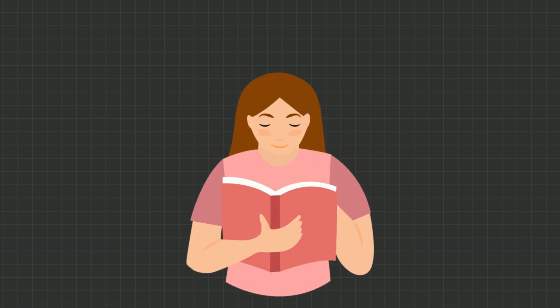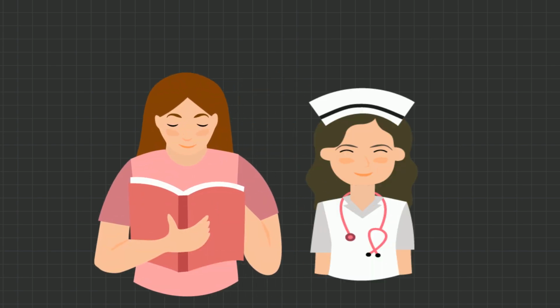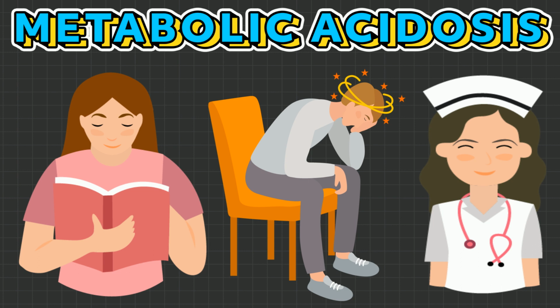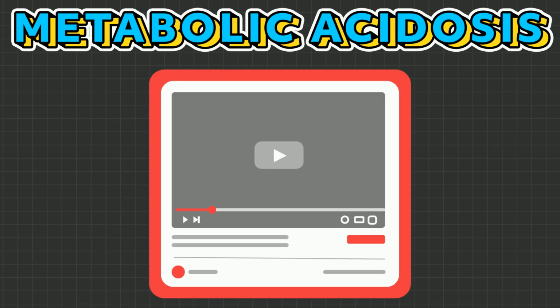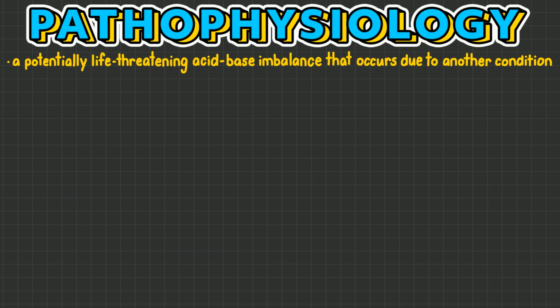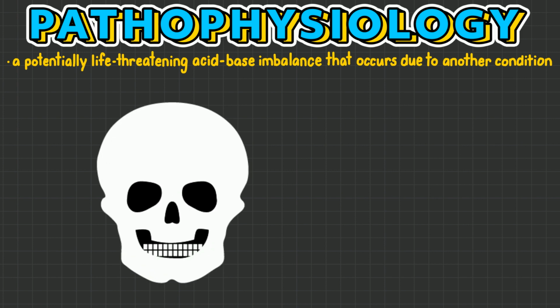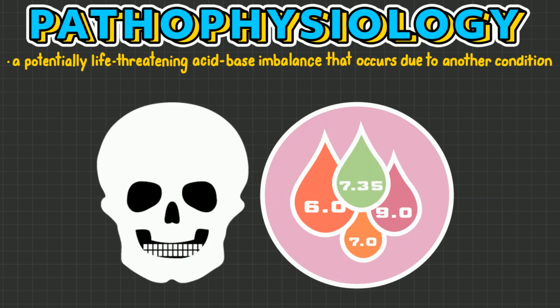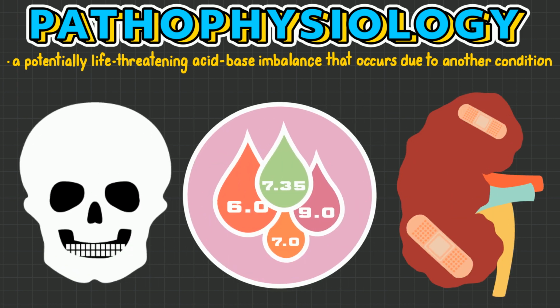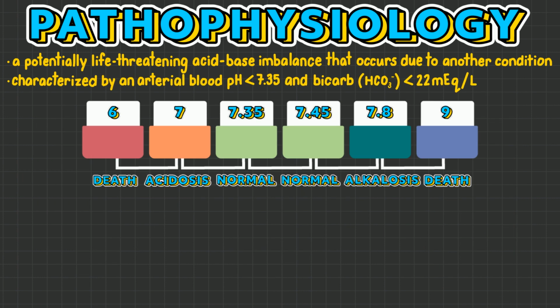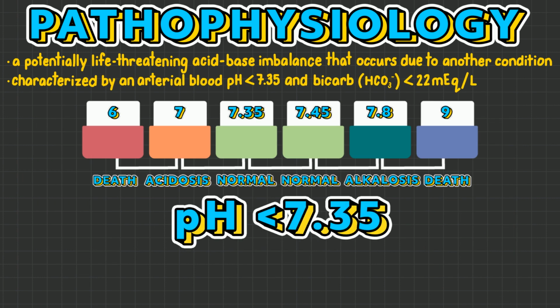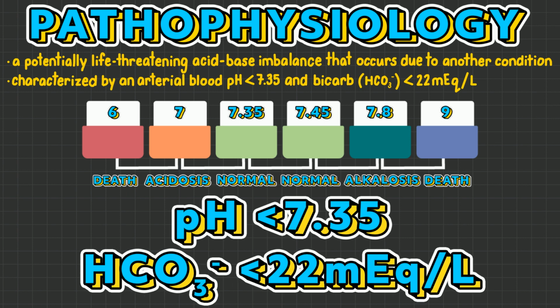If you want to learn everything you need to know as a nurse about metabolic acidosis, then this is the video for you. Metabolic acidosis is a potentially life-threatening acid-base imbalance that occurs as a result of another condition. It is characterized by an arterial blood pH less than 7.35 and bicarb less than 22 milliequivalents per liter.